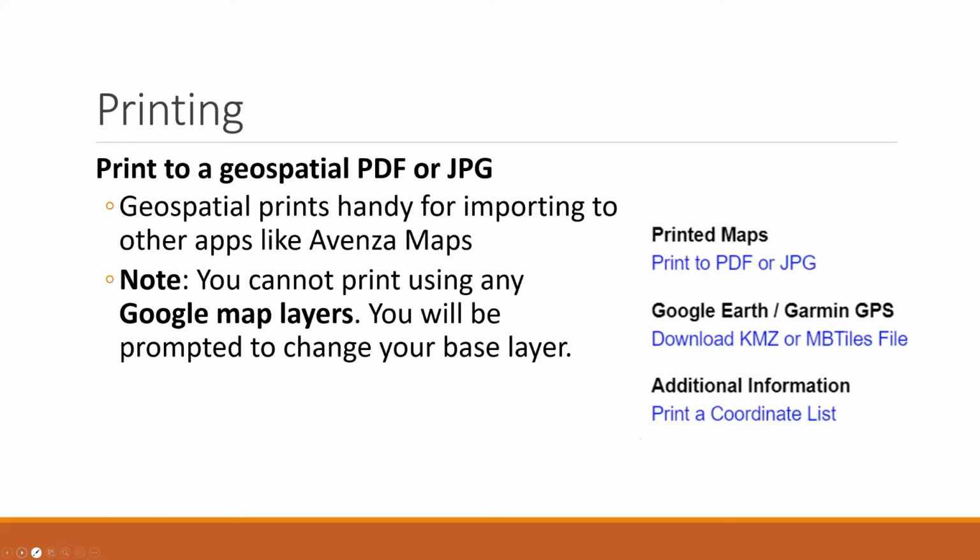Printing, like we discussed before, will print a one-page geo-referenced PDF or JPEG. And that'll be another little half hour course that Katya can teach people on getting things into Avenza. As Adam brought up before, when you try to hit print, and if you're using one of the Google Map layers, it won't let you. So you'll have to switch your base layer to something else.